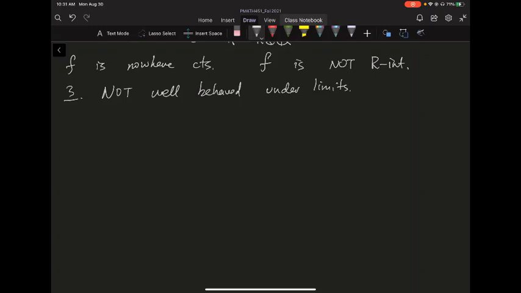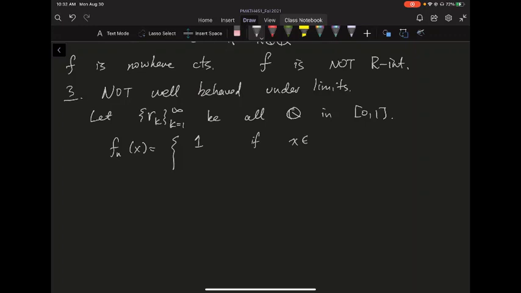Let's just take f to be the same function as in the previous example. So then let's do the following. Let r_k, k going from 1 to infinity, be all the rationals inside the interval 0, 1. And I would like to define functions f_n of x to be the following. It will return a value of 1 if x is one of the first n r's, so it is one of r_1 up to r_n, and it's 0 otherwise.